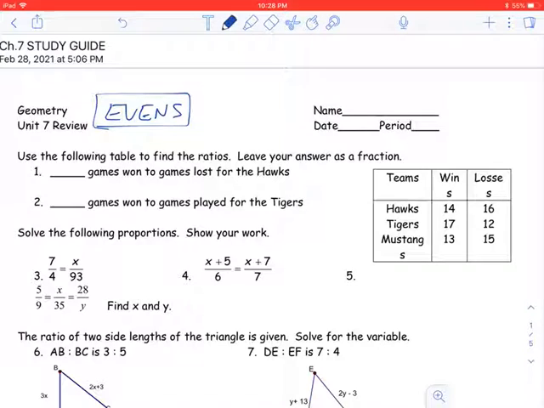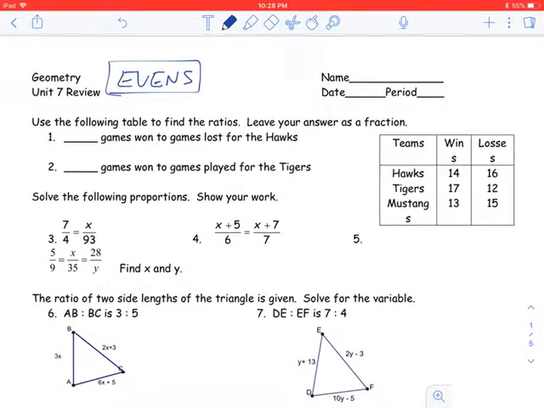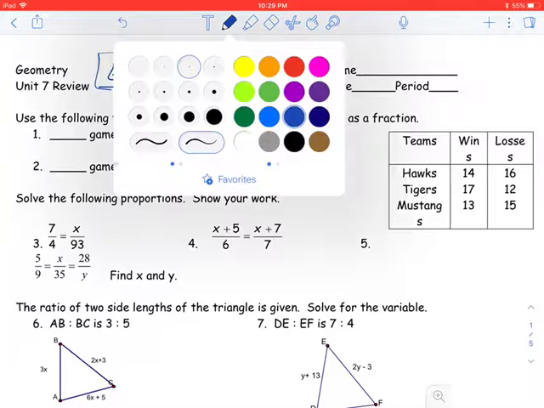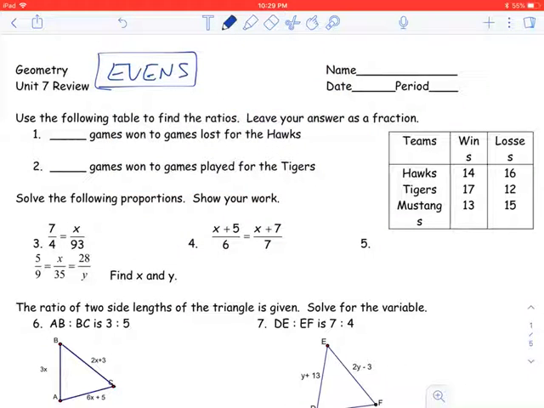All right, geometry. We are on the second part of our study guide. We went through the odds, now we're going through the evens. So to start out with, we're looking at number 2. It says games won. We want to find the ratio of games won to games played for the Tigers. So games won was 17, and then games played is 17 plus 12, which is 29. And that does not simplify, so that is our final answer.